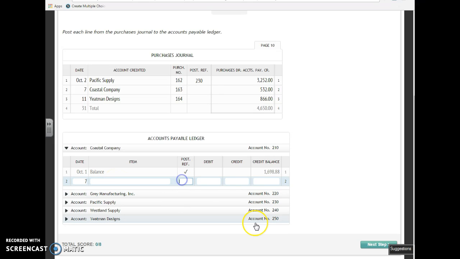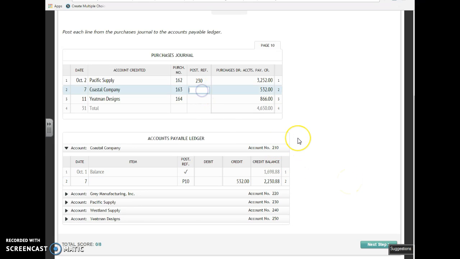Our post reference is, again, P10 for Purchases Journal 10. We have a credit of $532. We have an existing credit balance, and a credit taking place, so we will add those two items together. Our new balance: $1698.88 plus $532 is $2230.88.